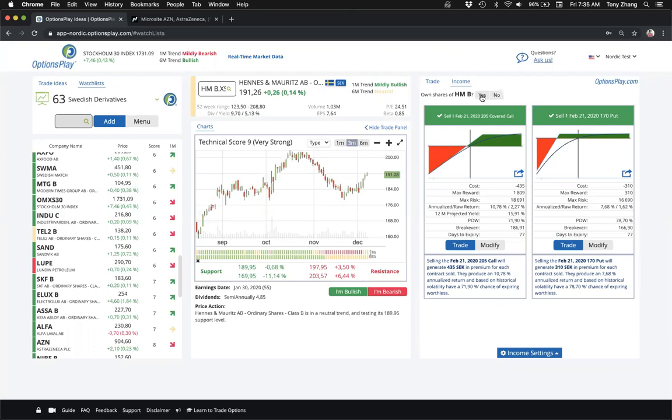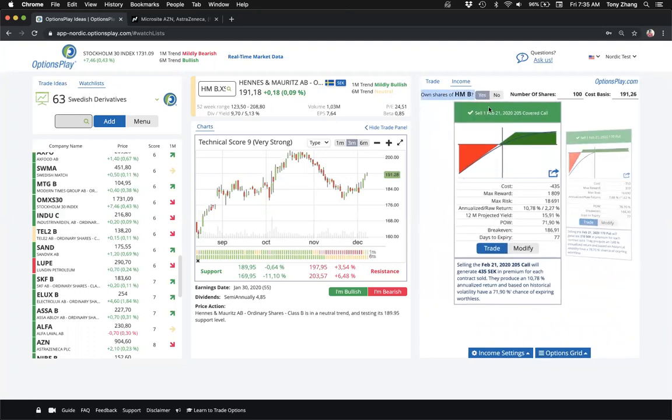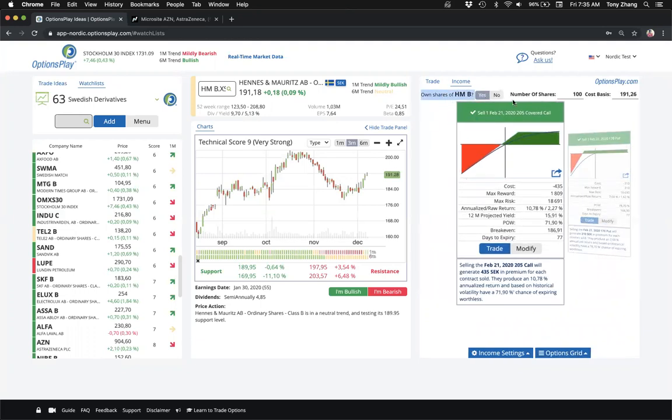And what it does is it will ask you, do you own shares of H&M? If you do, it will show you the covered call strategy, because that is the strategy that makes sense if you own H&M stock, to sell covered calls against your stock and be able to generate income, to generate yield on your stock. So here, what it's telling me to do is to sell the February 21st, 205 covered calls.